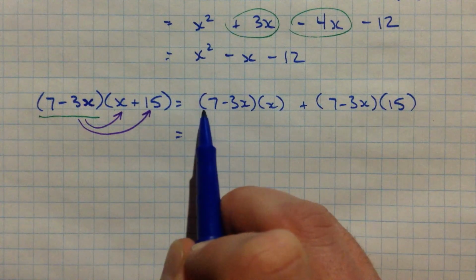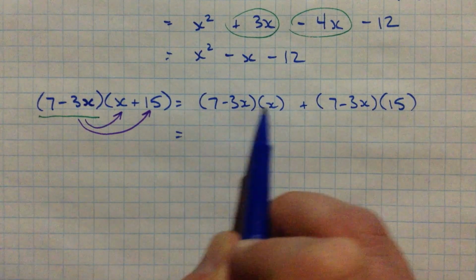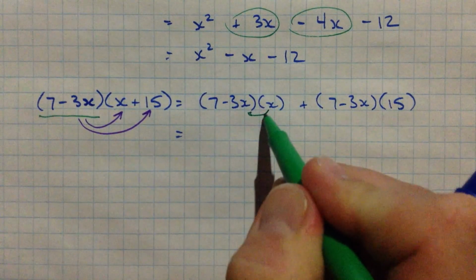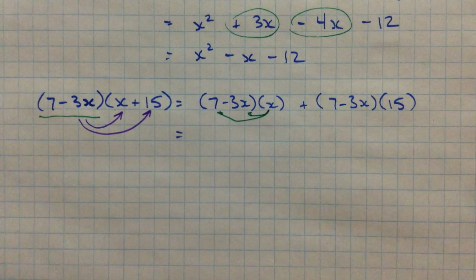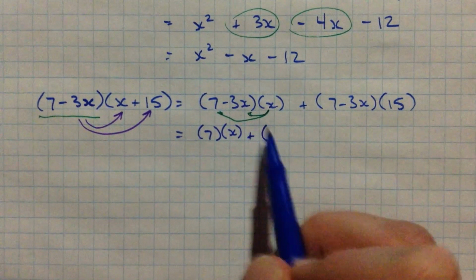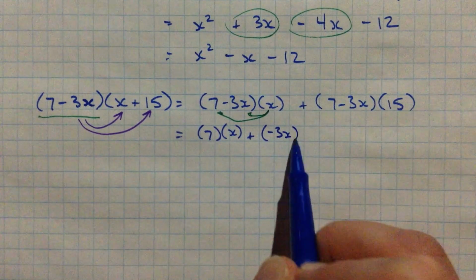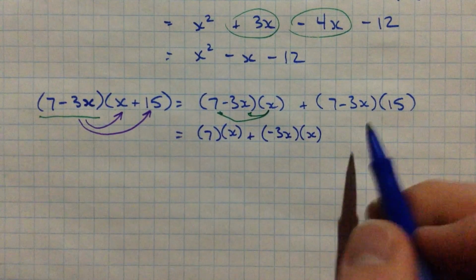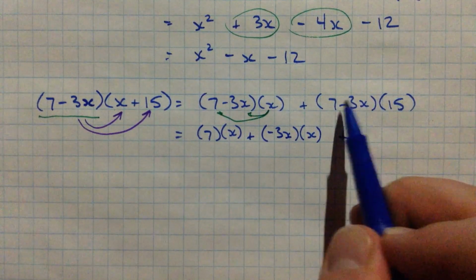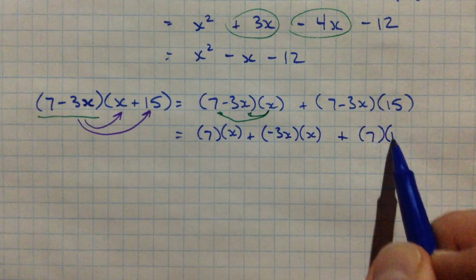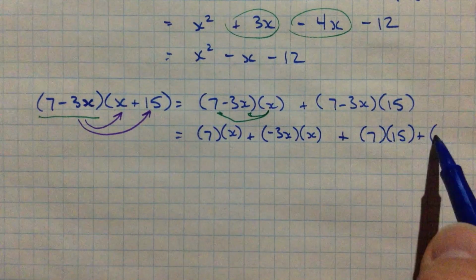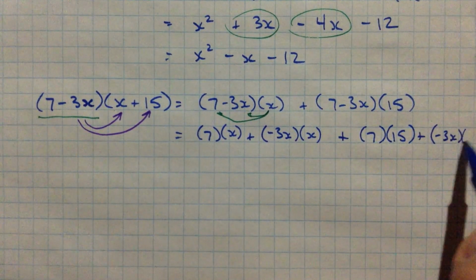Now I've got another distributive property to deal with. I've got x times each of the things inside of here. This one and this one. So 7 times x plus negative 3x times x. Same thing happening over here. I've got 15 times 7, and I'm going to have this negative 3x times 15 as well.